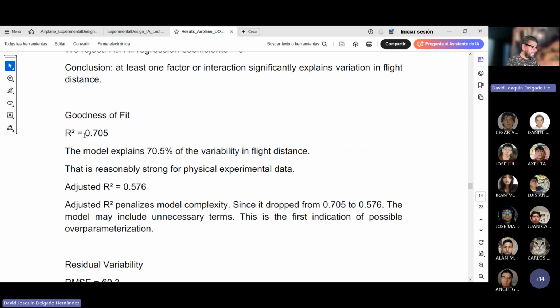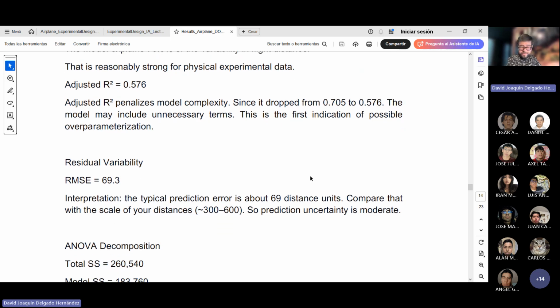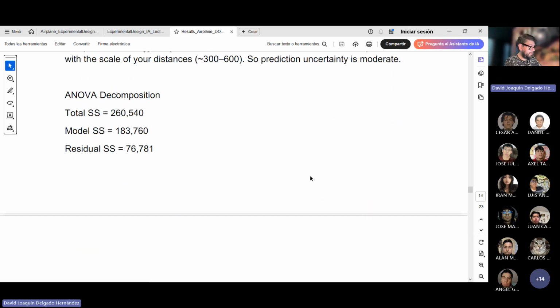And the goodness of fit is 0.7. So the model explains 70% of the variability in flight distance. This is reasonably strong for physical experimental data. Okay. Here we have other indicators that we will be explaining in the following weeks and months. But for now, you keep in mind that this is a very good model.